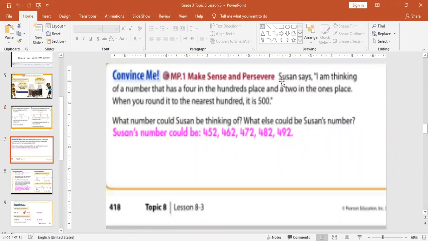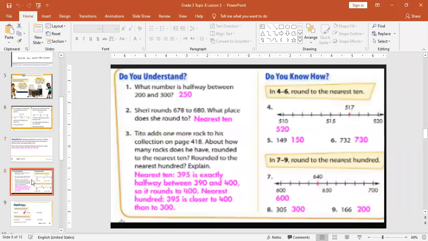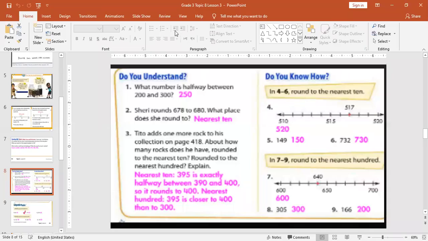Here, page 418. Susan says, I'm thinking of a number that has a 4 in the hundreds place and a 2 in the ones place. So here I have options, 402 in the ones. So how many options do I have when you round it to the nearest 100? So it is 500. The number in the middle must be equal to 5 or greater than 5, so it will be 5, 6, 7, 8, and 9. So the rounding, I just want you to know how to round these numbers.